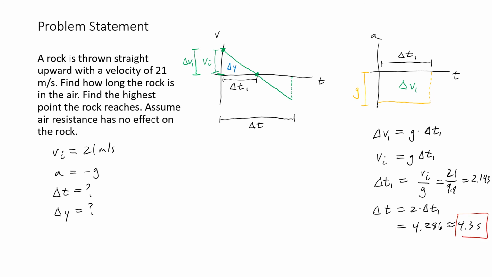In order to find the answer to the second question, we're now going to focus our attention on delta y. We find delta y as the area inside of the triangle that we've been focusing on, and the area of a triangle is half base times height. So I could use vi and delta t1 for those. That would be sufficient. All of these at this point are known. We worked out delta t1 just to the side, and vi was given in the problem.